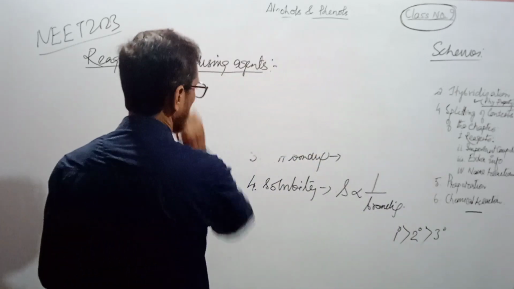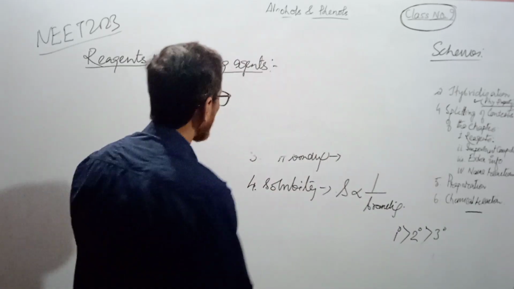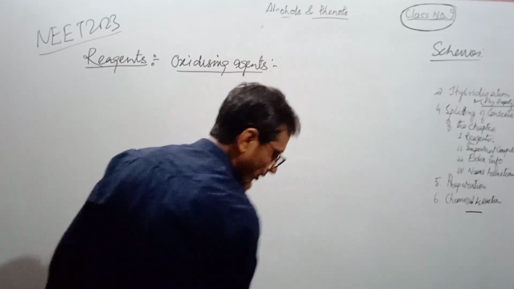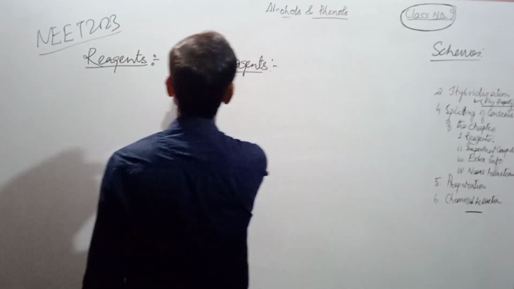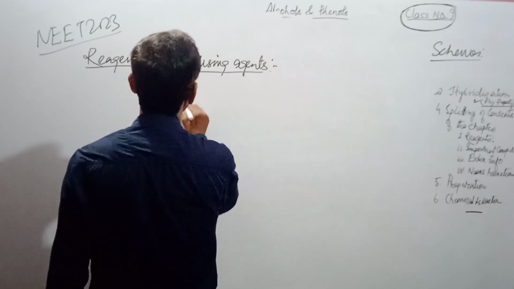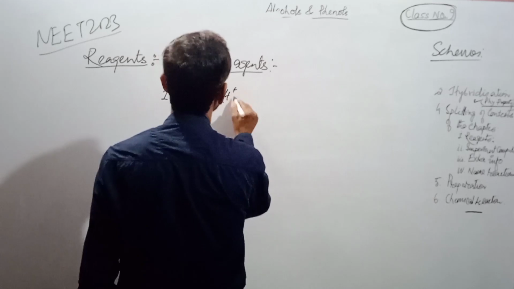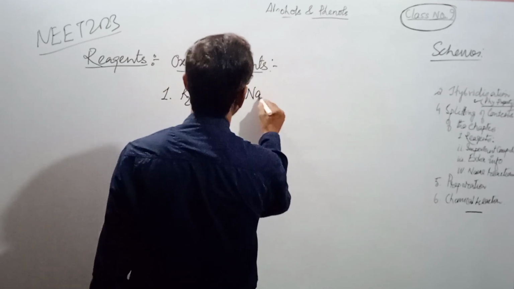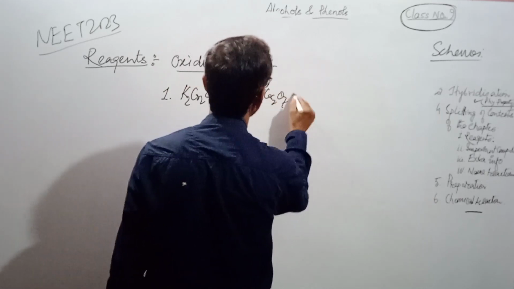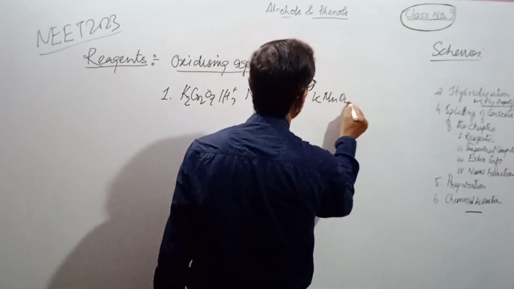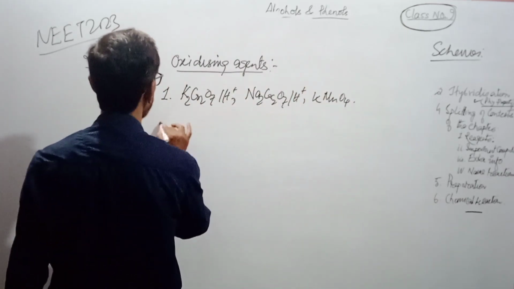First one is oxidizing agents. Let's see what oxidizing agents are actually used in the chapter of alcohol and phenol. These oxidizing agents are very simple and common. One is K2Cr2O7, H positive, Na2Cr2O7, H positive. These are oxidizing agents.